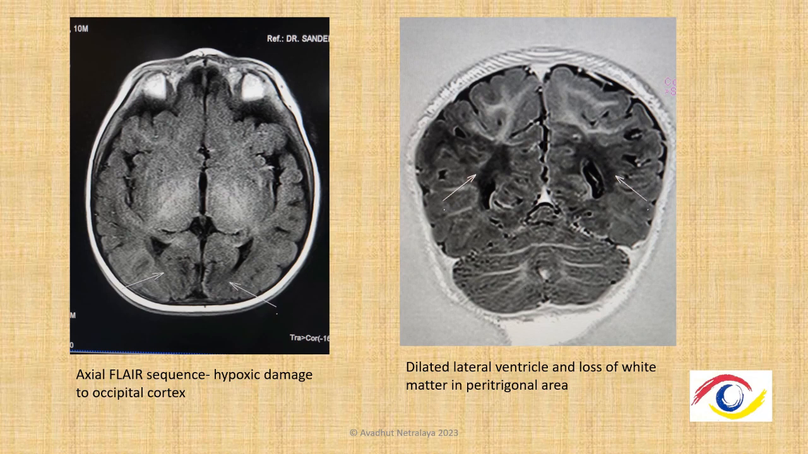Some other MRI findings which are seen in children with cerebral visual impairment are hypoxic damage at the occipital cortex and dilated lateral ventricle and loss of the white matter in peritrigonal area. Both these features indicate poor visual outcome.